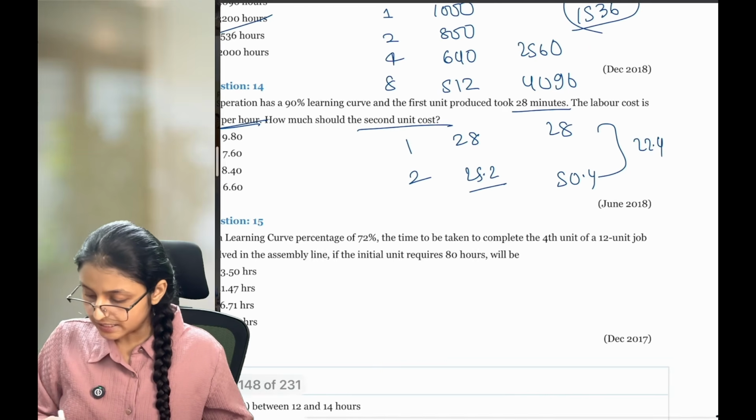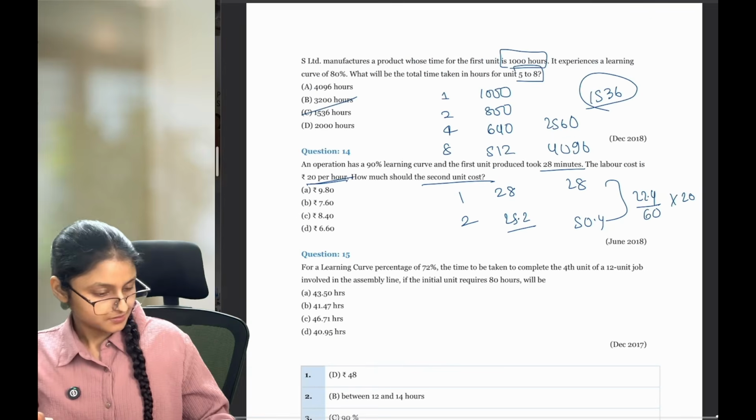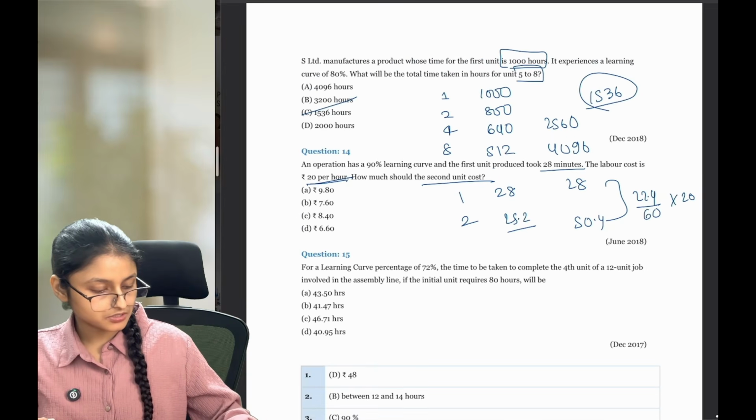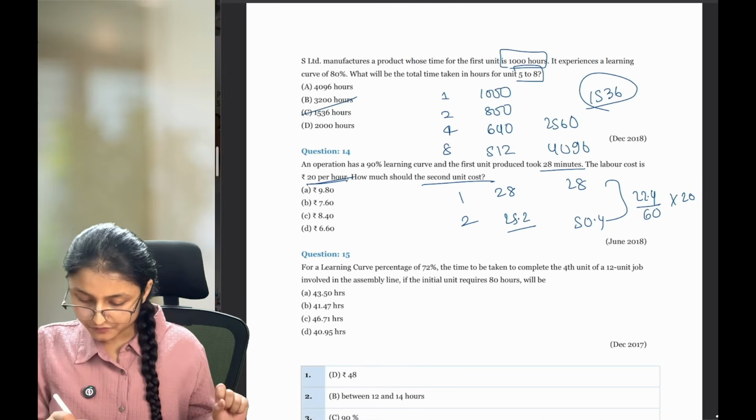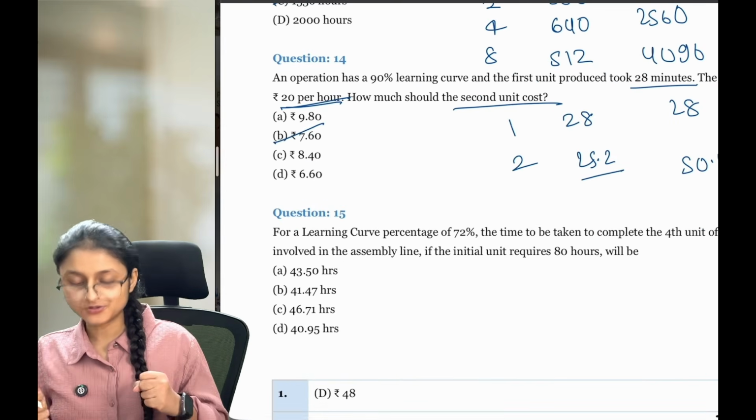But the rate is on hourly basis, so divided by 60 to convert it into hours, multiplied by the rate. So 22.4 divided by 60 into 20 will give you 7.467. So 7.467 is not there, 7.5 is there, and that is what we are going to tick here.